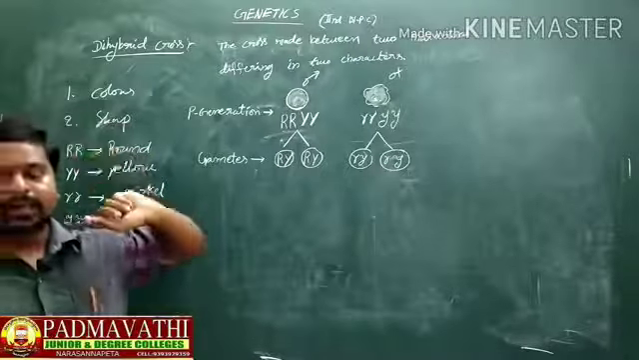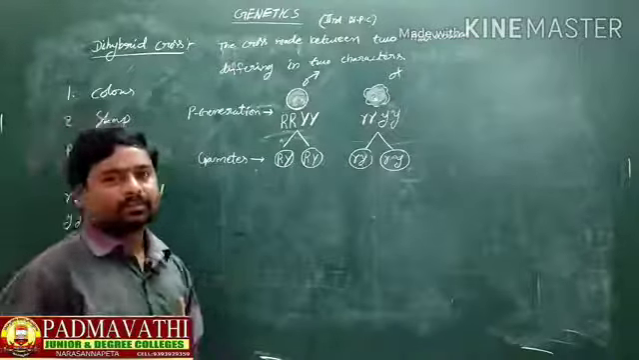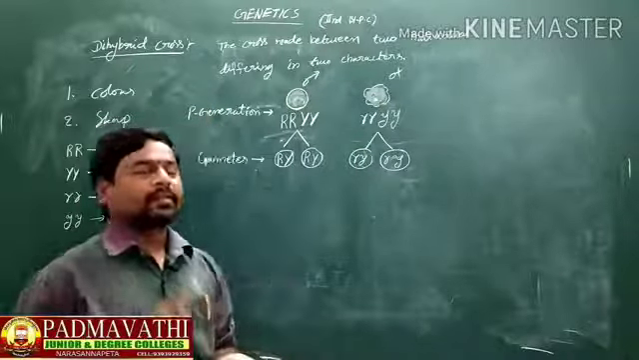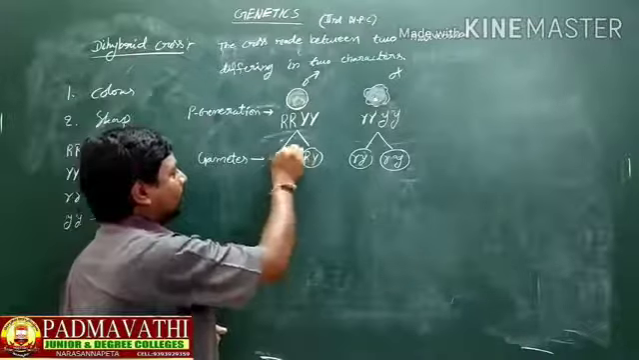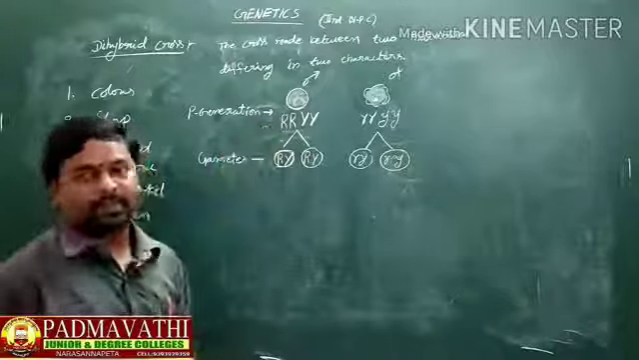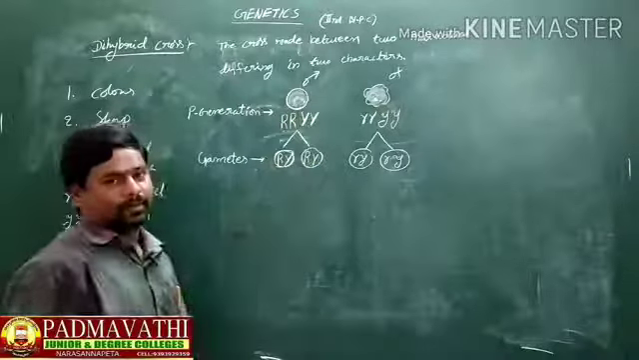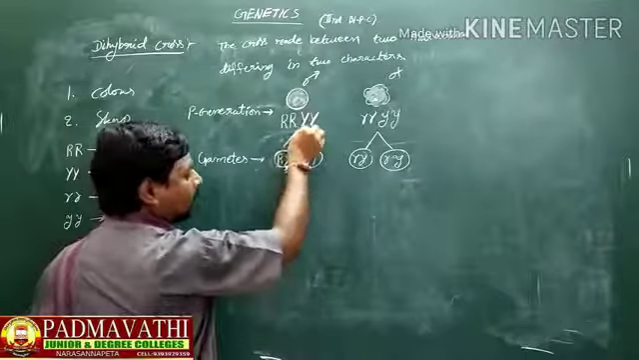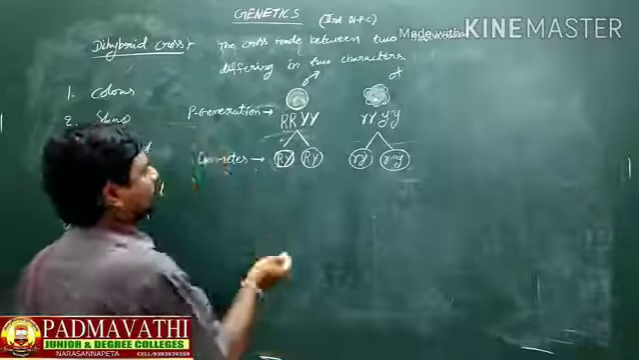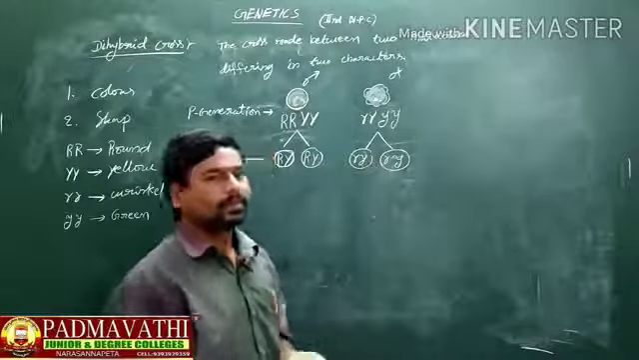According to Mendel's monohybrid cross, each gamete contains a single allele. Here, a pair of alleles are there. Why? Because two characters are present in each individual. One character is round, another character is yellow. So two characters are present in the same individual, and each gamete contains two factors. So big R big Y, here big R big Y, here small r small y and small r small y.